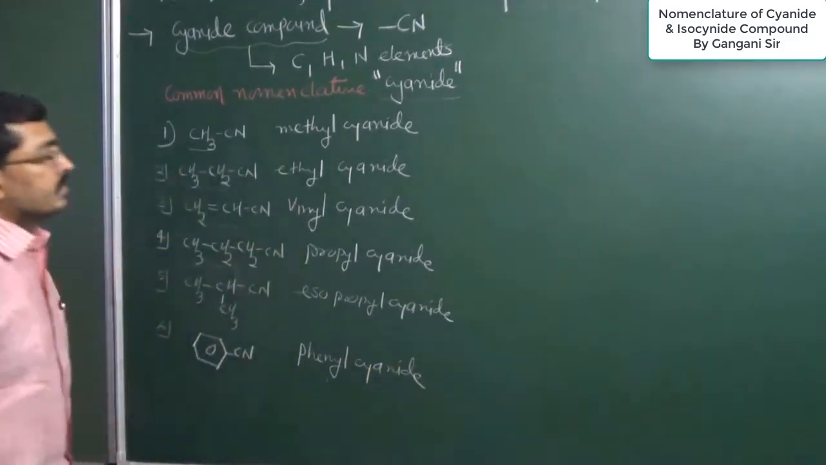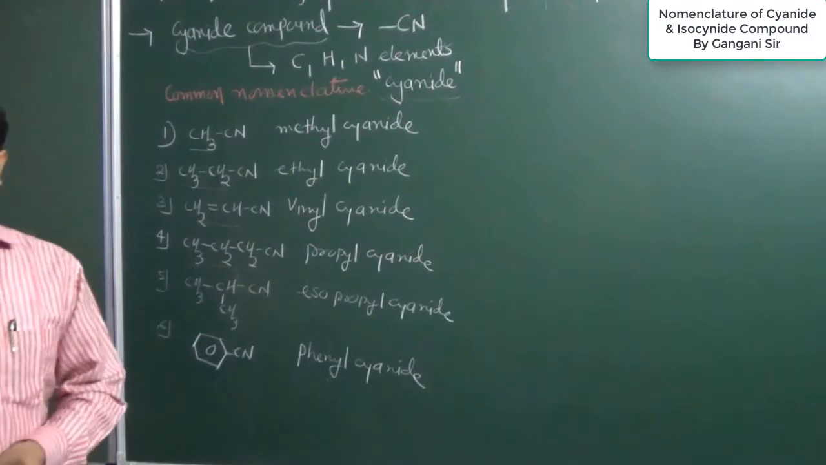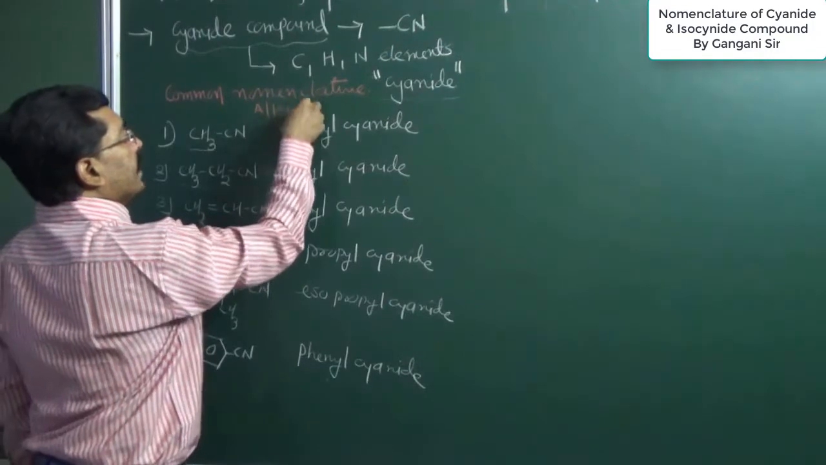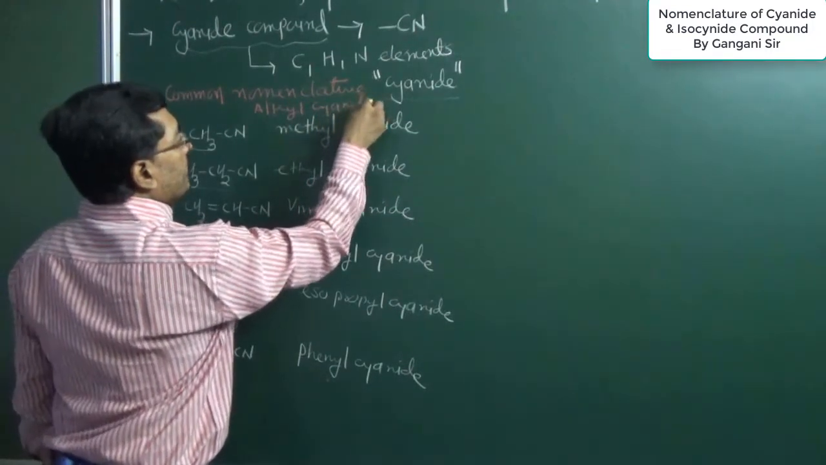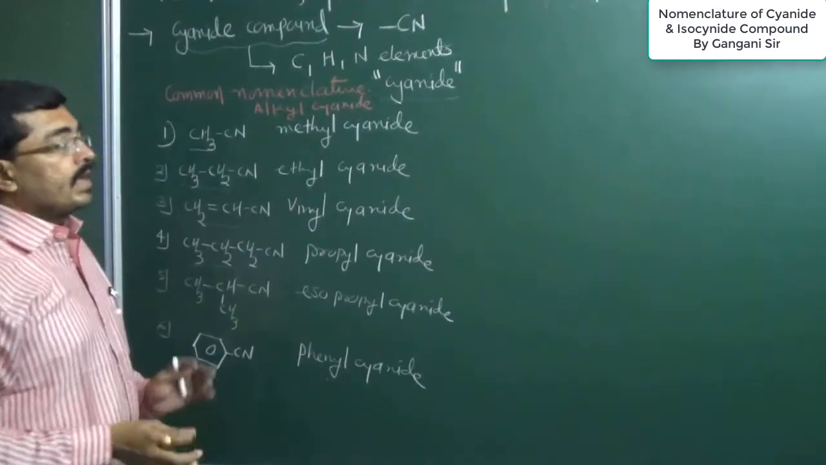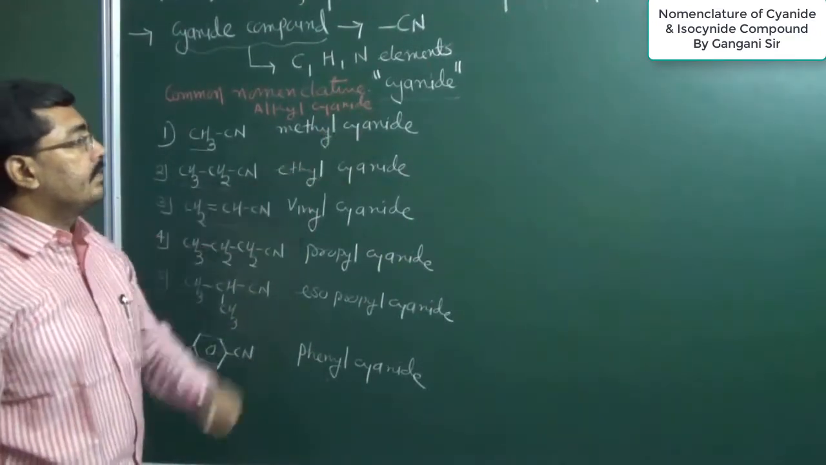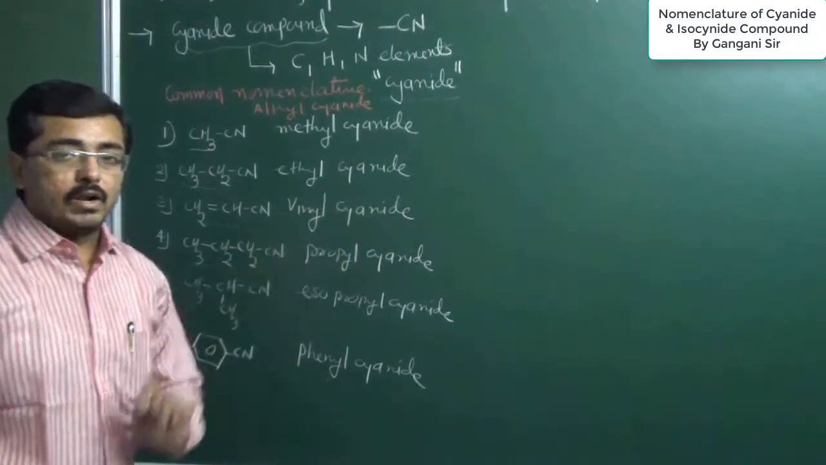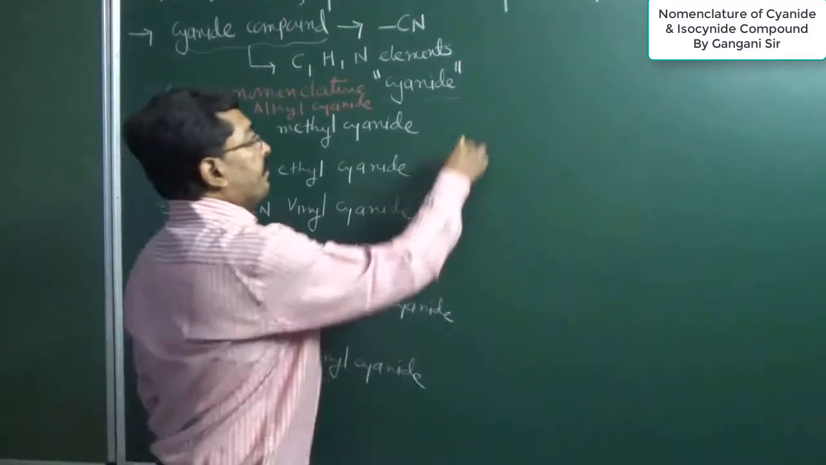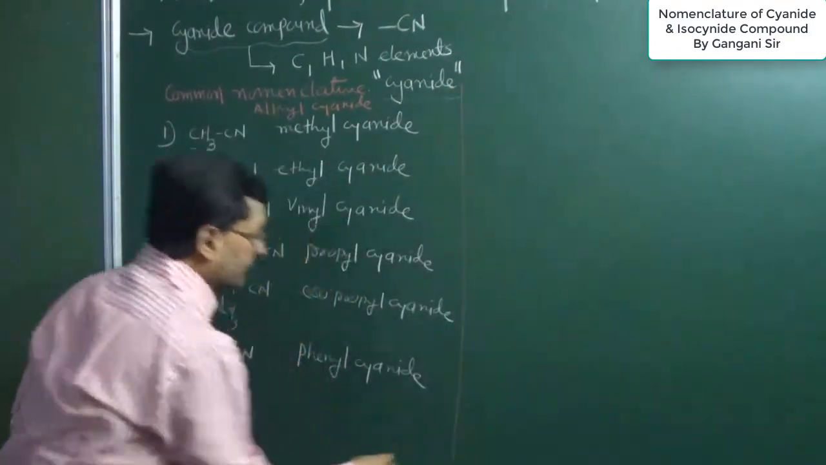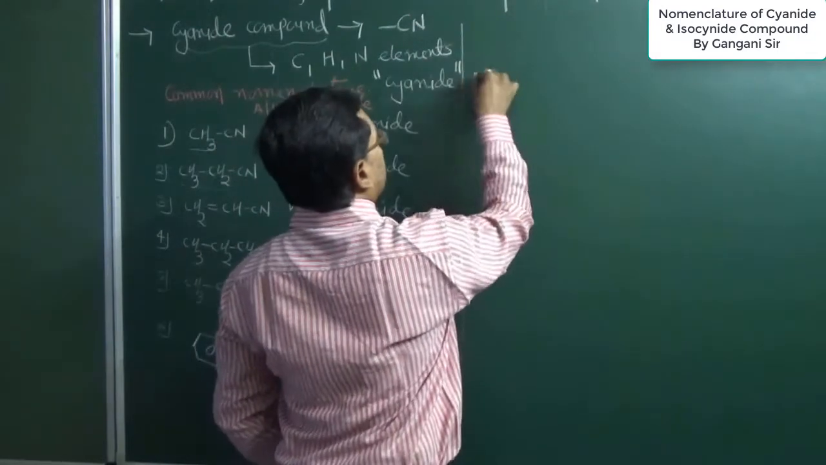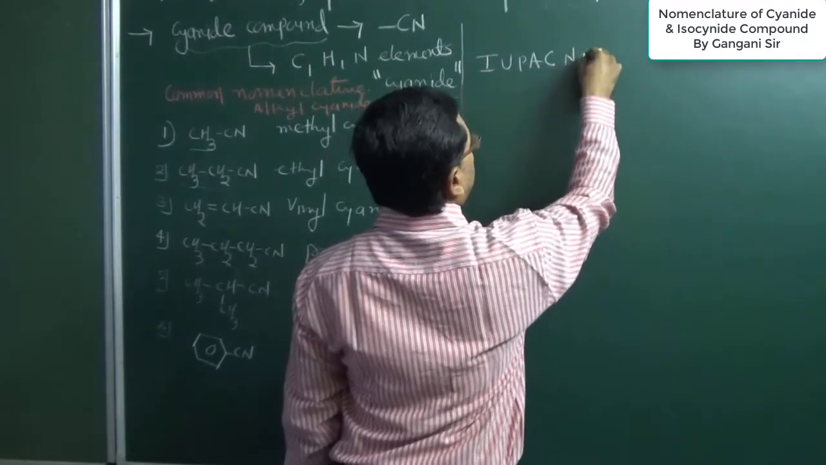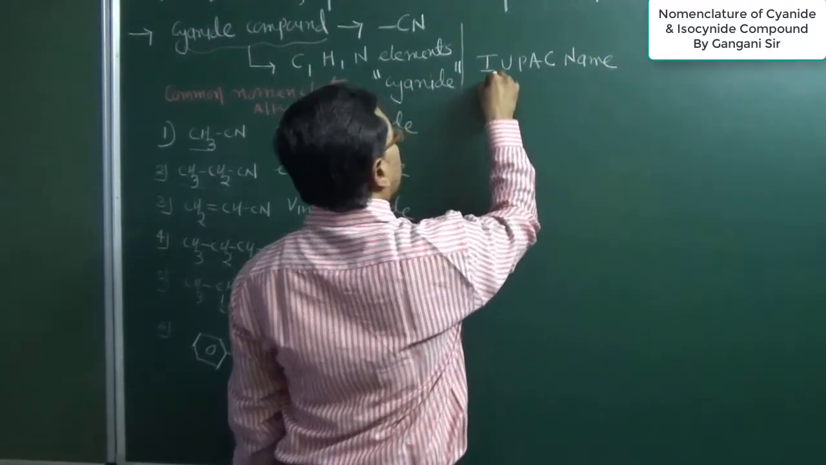So by using the word cyanide, we can give the common name of all these structures. Generally, if there is an alkyl chain, the common name will be alkyl cyanide. Most importantly, when we give a common name using the word cyanide, the carbon of cyanide is not considered in the long chain. But if we want to give an IUPAC name, then we use the word nitrile.